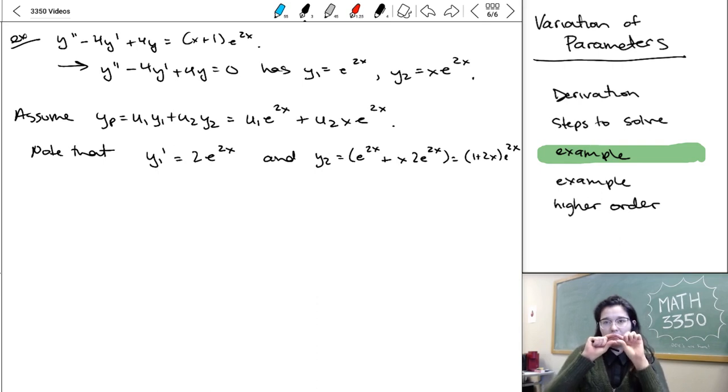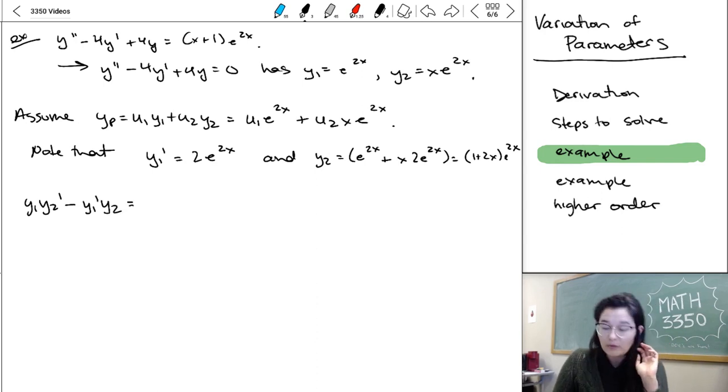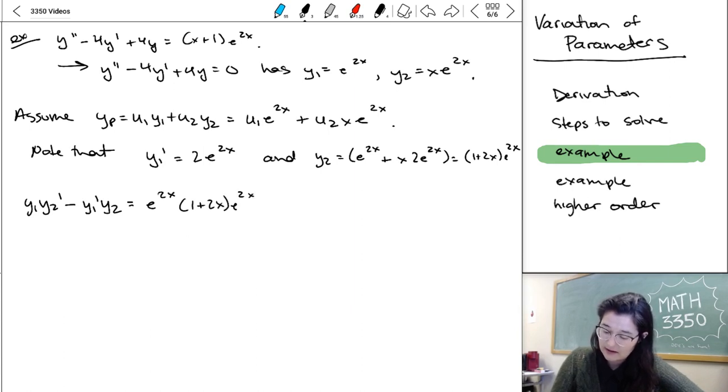Then that thing that's at the bottom of all my fractions, I'm going to go ahead and calculate that real quick. That's y1 y2 prime minus y1 prime y2, my Wronskian. I'm going to plug in y1, y2, y1 prime, y2 prime that I just calculated. So y1 is e to 2x times y2 prime, which is (1 plus 2x) e to 2x, minus y1 prime, which is 2e to 2x, and y2 is x e to 2x.